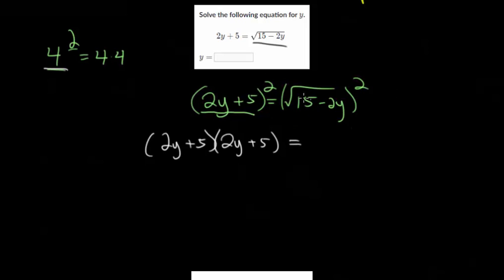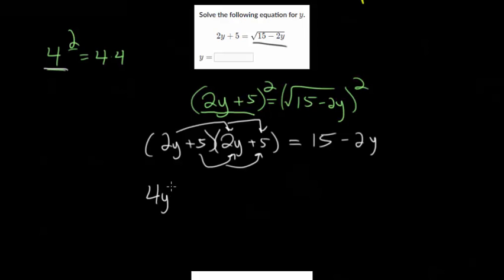And on the right-hand side, the square root and the square will cancel, and we just get 15 minus 2y. And now at this point, we will multiply out these two binomials. So the 2y is going to distribute to the 2y and the 5. And same with the 5. That will distribute to both of these. You can also use the FOIL method. So 2y times 2y would be 4y squared. 2y times 5 would be 10y. And 5 times 2y is also 10y. And then 5 times 5 is 25.